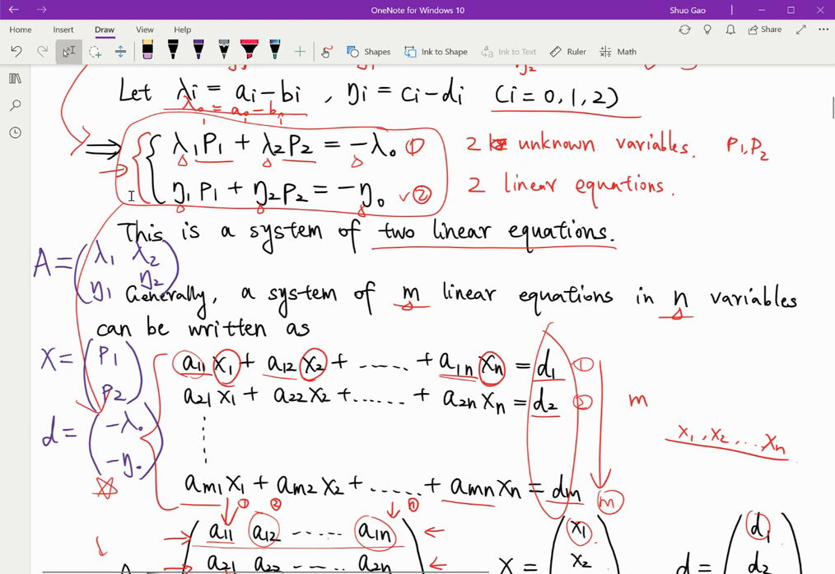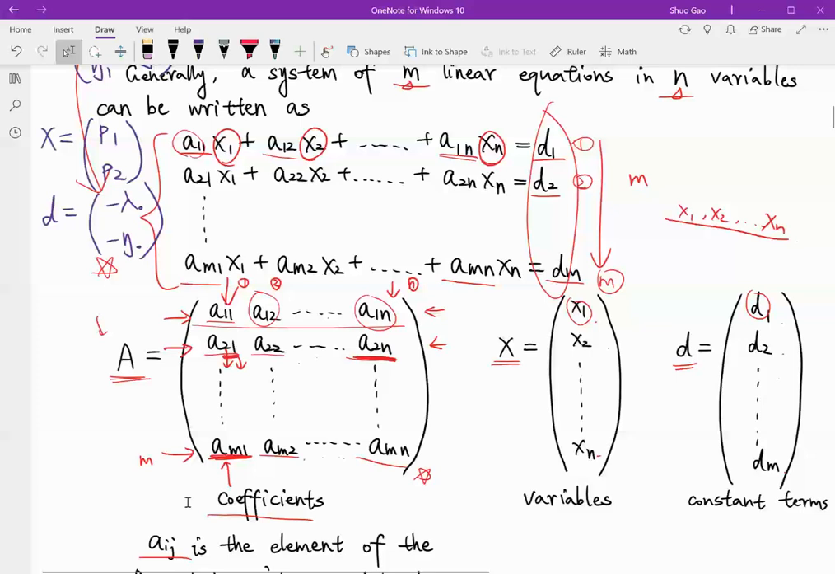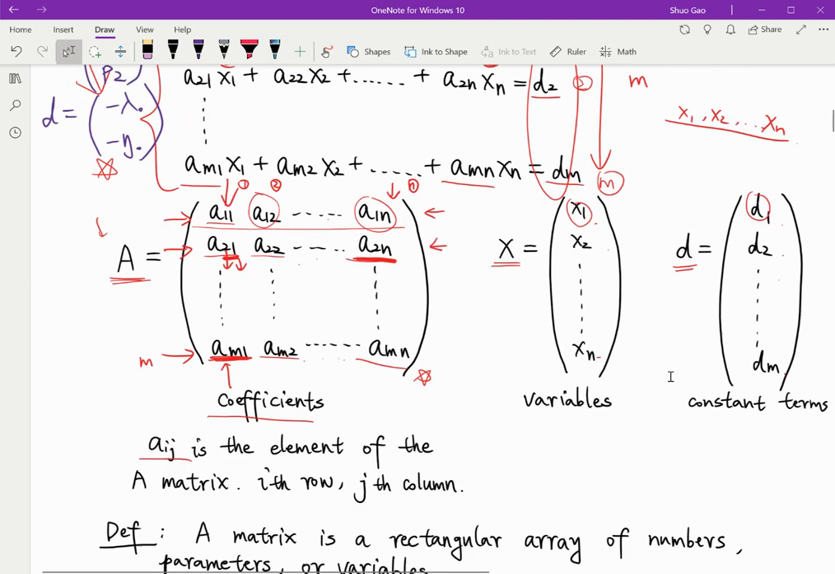So if we transform this into matrix form, we also have 3 matrices here, A, X, and D. And this large matrix here is a generalized way of writing things.